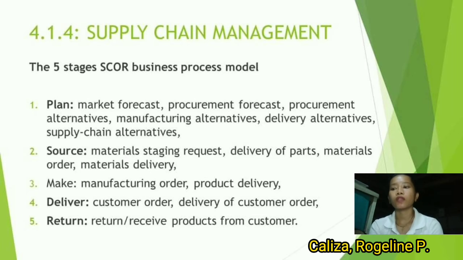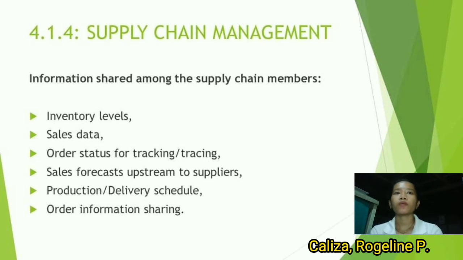The process of low quality of product, and the expectation of customers is not so good. A lot of information has to be shared among the supply chain members. There are inventory level, sales data, order status for tracking or tracing, sales forecast upstream to supplier, production or delivery schedule, order information sharing. Inventory levels are to ensure the demand and supply in the chain. Sales data is needed to measure the product sales. Order status for tracking or tracing is needed to know the detailed process of the product.